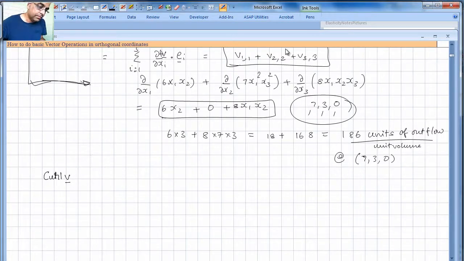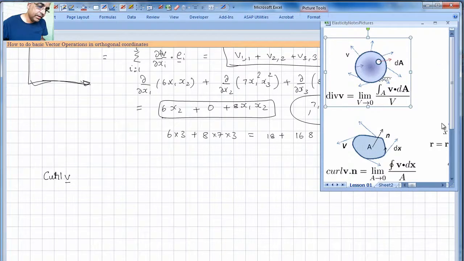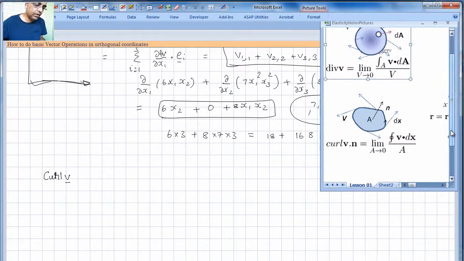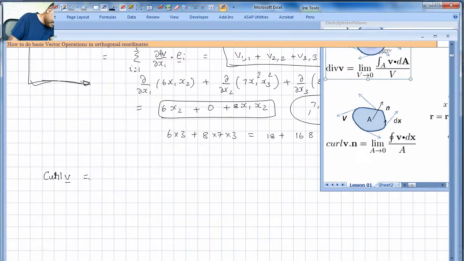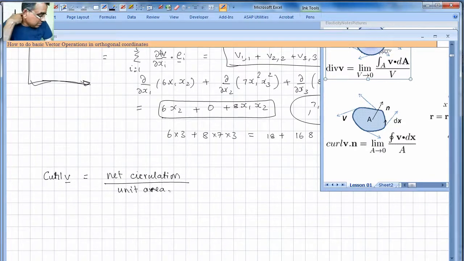So again, if you go back, curl of V was net circulation per unit area. And why is it a vector? Because there are three kinds of unit areas, right? There is, this is the unit area, this is the component of curl V.